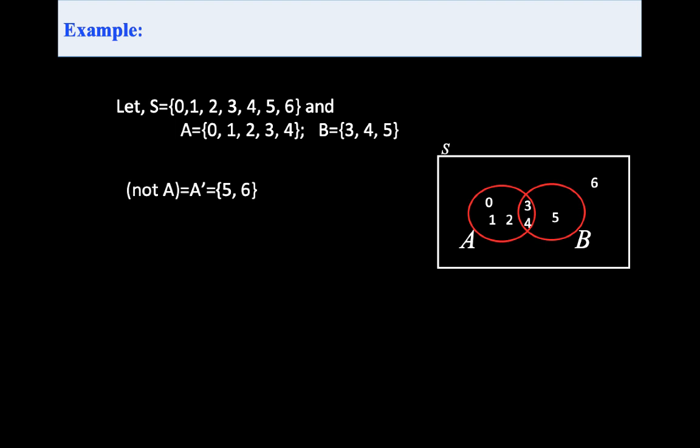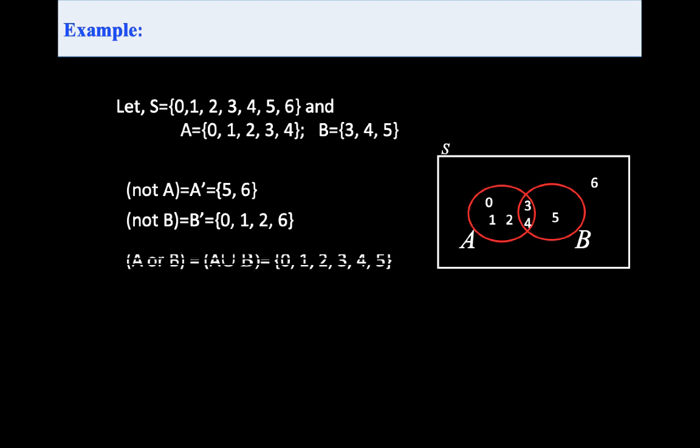Right, then not A. A complement equals 5, 6. You see the elements of A are 0, 1, 2, 3, 4, and consider the sample space. So you have 5 and 6. Therefore, A complement is 5, 6. Then B complement. Again, 3, 4, 5 are the elements of B. So we have 0, 1, 2, 6 outside of B. Therefore, B complement is 0, 1, 2, 6.